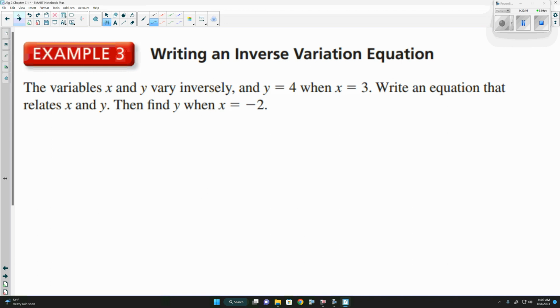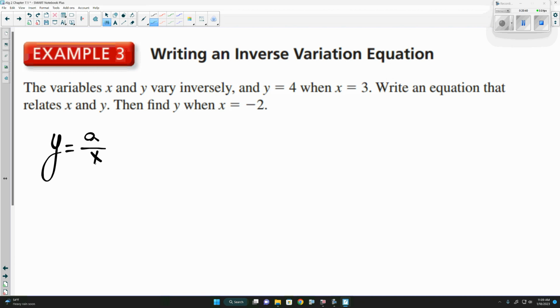Let's look at the last thing that we're looking at here. Now this one here, we're going to find an equation and an amount. So there's two parts to each one of these here. Now they tell us x and y vary inversely. So if they vary inversely, our main equation we're looking at is either y equals a over x, or x times y equals a.